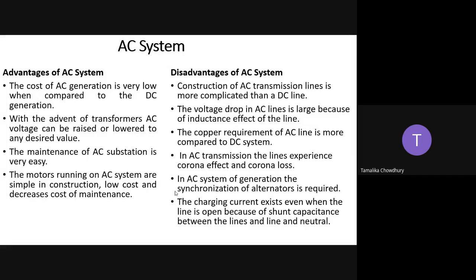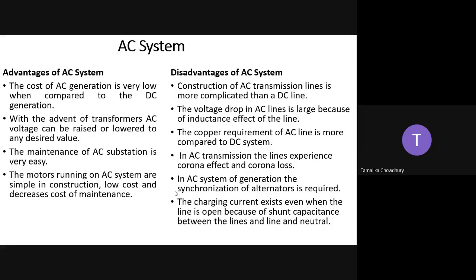Now we come to the disadvantages. The disadvantage part, we can see, is more than the advantage part. So we'll see in the disadvantage part. First thing is that the construction of an AC transmission line is more complicated than a DC. So construction wise, the AC transmission line is complicated.